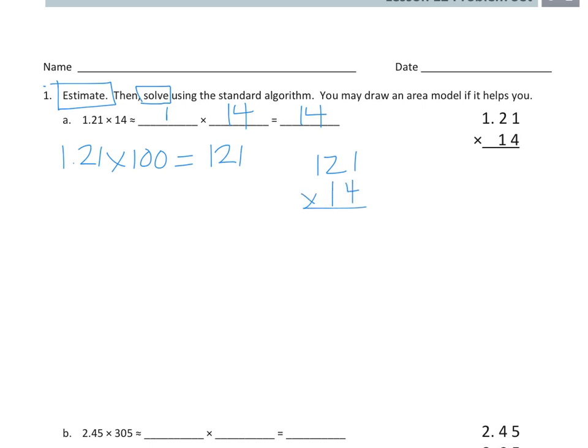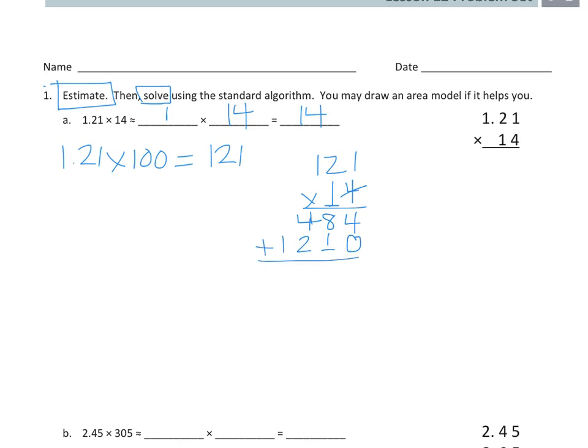So we got 4 times 1 is 4. 4 times 2 is 8. And then 4 times 1 is 4. So our first partial product is 484. Crossing off the 1s and 4. And I'm doing a 0 placeholder, so my answer starts in the 10s column. And then the 10 should be an easy number to multiply. Everything's going to be the same in 121. So 1 times 1 is 1, 1 times 2 is 2, and 1 times 1 is 1.